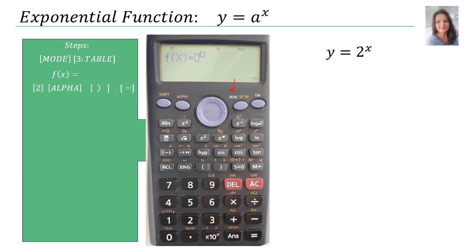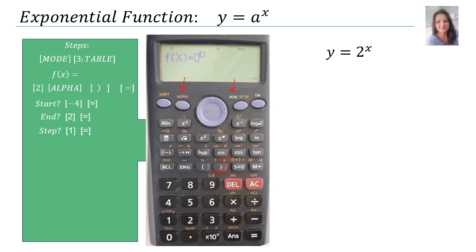Then you will press 2, and then to get the x, you will press alpha, and then it's this button, the round bracket on the right, so that you can get to the x. You will see your x is in red there, and equals. And then now the y is 2 to the x is in your calculator. Then let's start at -4 equals, and we will end at 2 equals. And then our step will be 1.